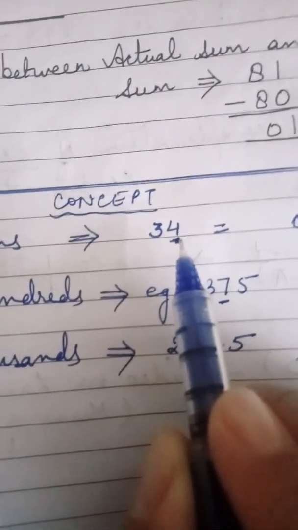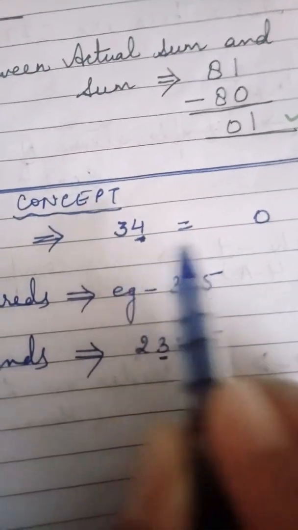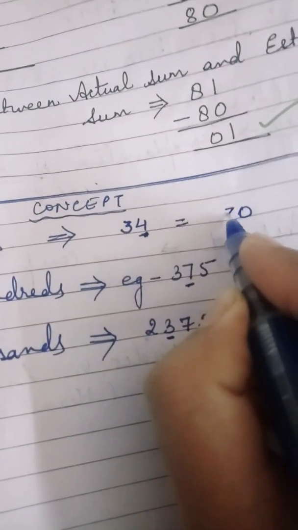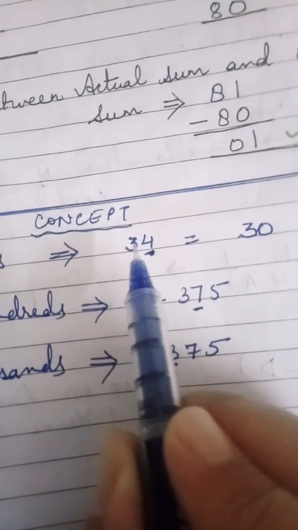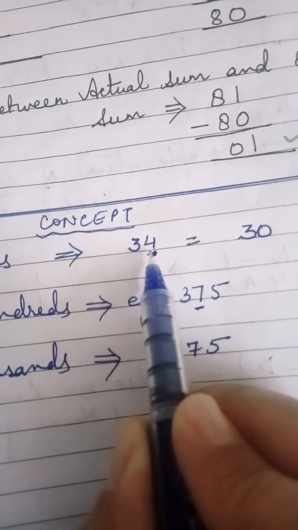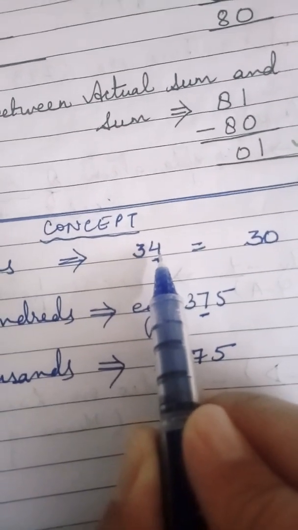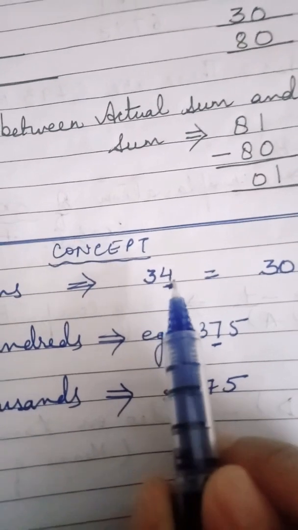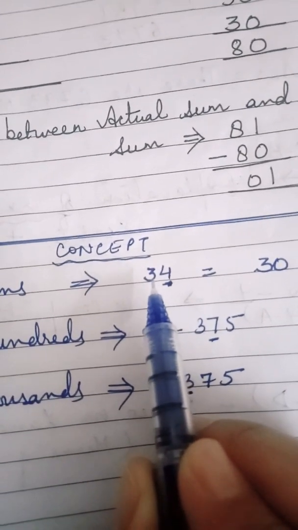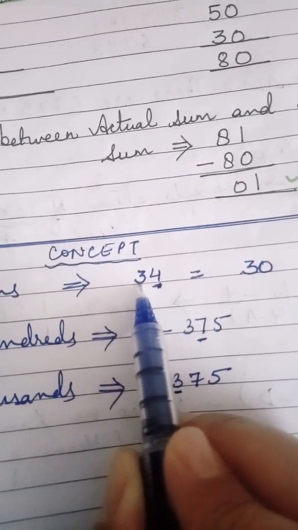If it is not greater than 5, then you will put this 3 here like this. You will not make any change in this digit. But in case this digit would have been 5, 6 or 7, any number greater than 5 or 5, then you would have added one number here.